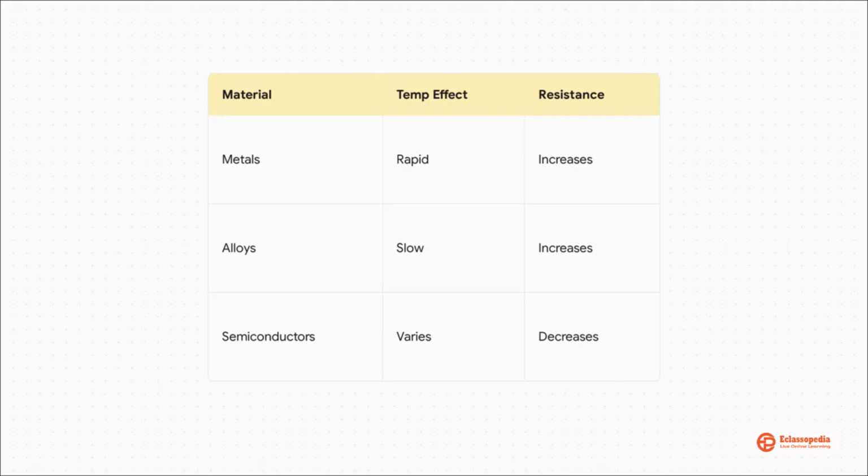Because temperature messes with those electron collisions, resistance isn't always static. For normal metals, if you crank up the heat, collisions happen faster and resistance increases rapidly, often exponentially. For alloys like manganese, the resistance increases, but much, much more slowly, which actually makes them great for standard resistors. But then you have semiconductors. These are the rule breakers. If you heat up a semiconductor, it actually frees up more electrons to conduct, so its resistance actively drops. This weird, counterintuitive behavior is literally what makes modern computing possible.